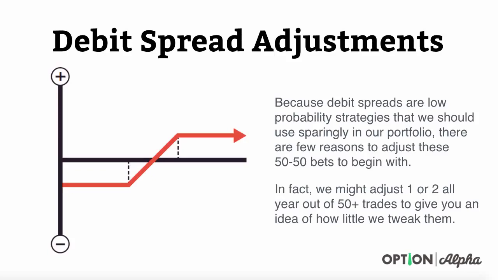Now, in fact, we might adjust one or two all year out of 50 plus or 100 plus trades that we make in this type of strategy, just to give you an idea of how little we tweak them. Now, we mainly use these in our portfolio as a means to rebalance other positions. So if we're getting a little bit directionally long or a little bit directionally short in the market, we'll use debit spreads to get a little bit more of a rebalance in our portfolio because they have such a great delta for a spread compared to using just long options or long stock.